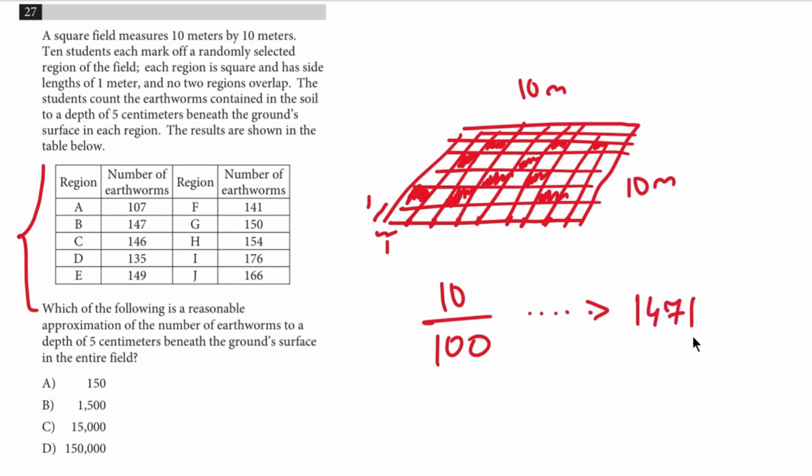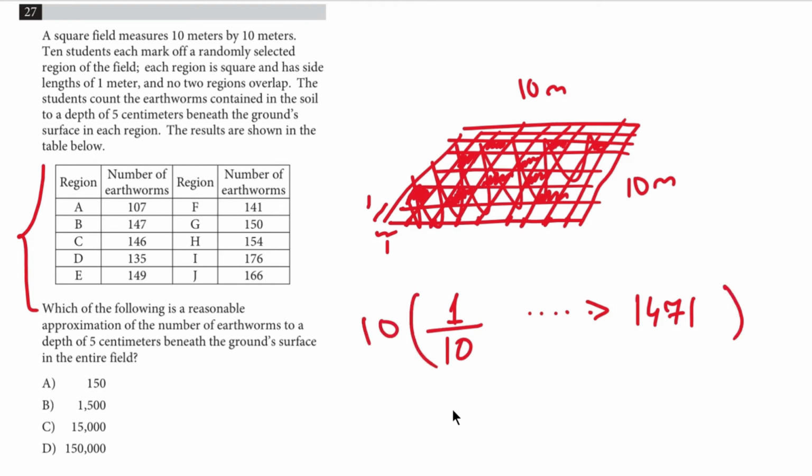Now just think about it. 10 100ths or 1/10 of this whole region contains 1471 worms. So how many worms does the whole region contain? Well, we will need to multiply our result by 10 to get how many worms the whole region contains, not 1/10. So let's multiply everything here by 10 and we will get approximately 14,710. This is how many worms are approximately contained in the whole region. Therefore, the correct answer is C.